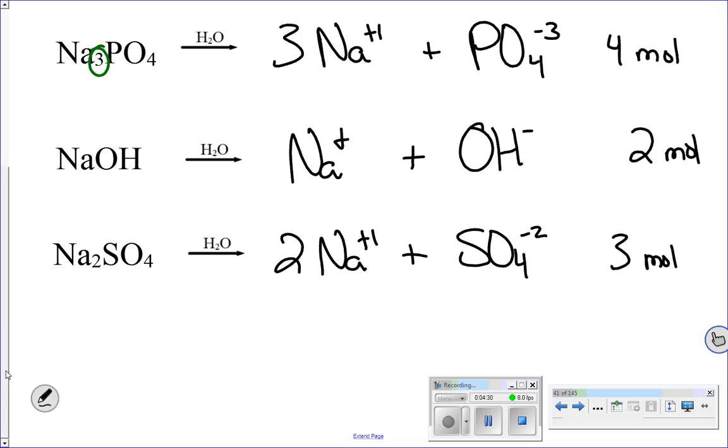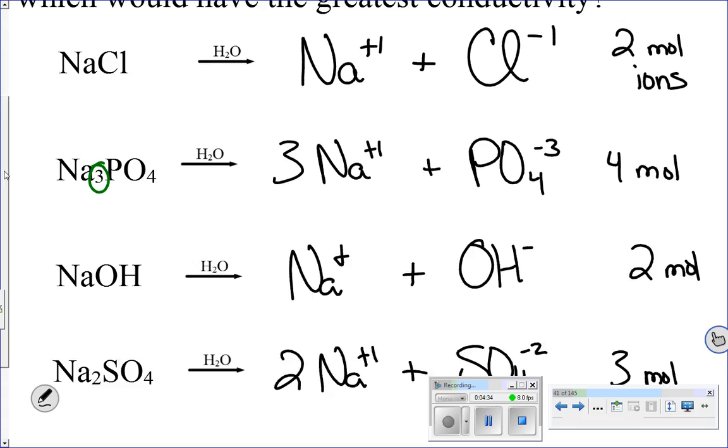So if we wanted to know which one of these is going to have the greatest conductivity, it would be the one that would produce the most moles of ion per mole of the solid we put in, which would be sodium phosphate.